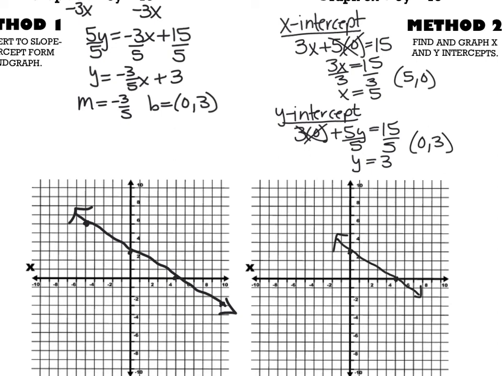So with this method, you only have 2 dots in order to connect. But that's okay. You can always extend your line out a little bit further to catch a little bit more of the graph. And notice these two graphs look identical. They are both going in the negative direction. They both cross at 3 on the y-axis and at 5 on the x-axis.